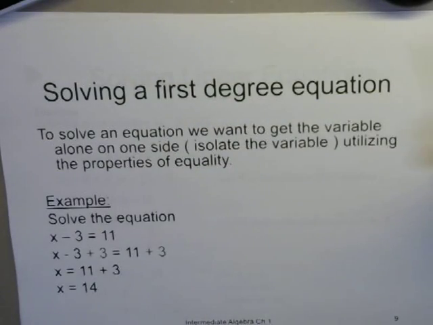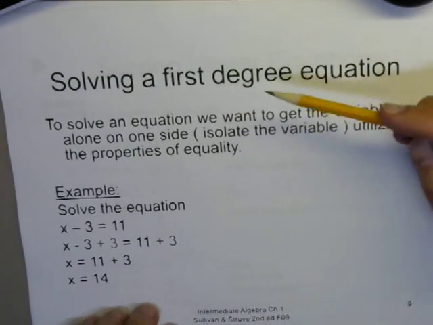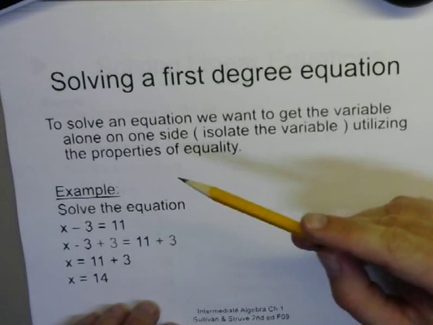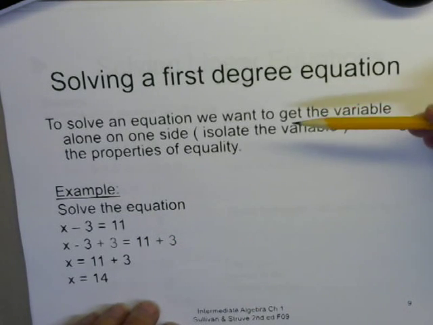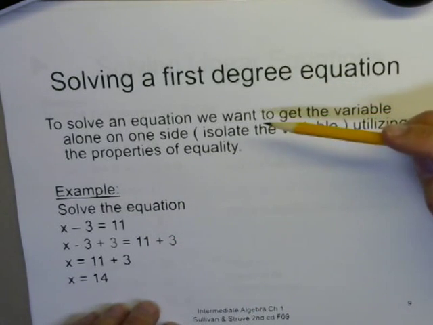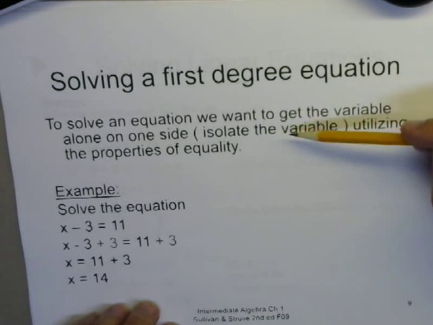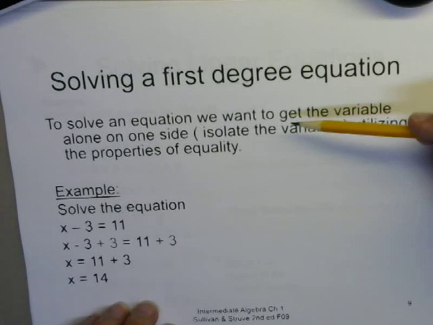So let's look at a simple example. Let's say, for example, I want to solve this equation, right? Ultimately, what you want to do is try to get the variable alone, or isolate the variable on one side of the equation using the properties of equality.